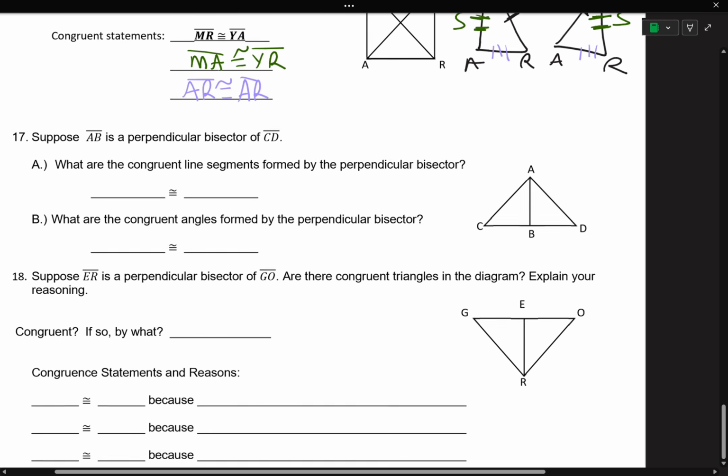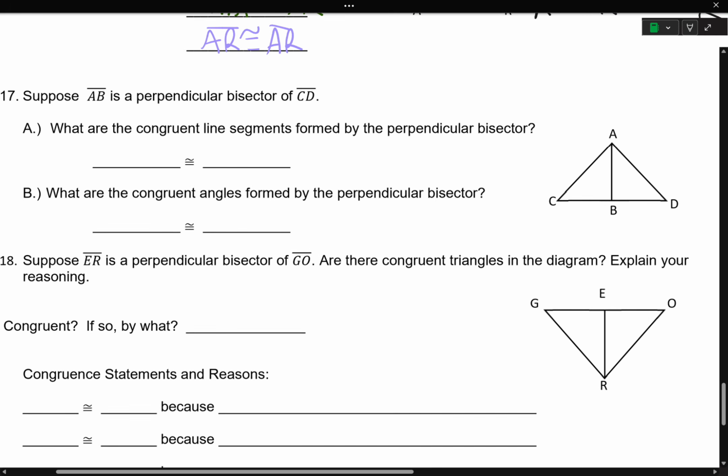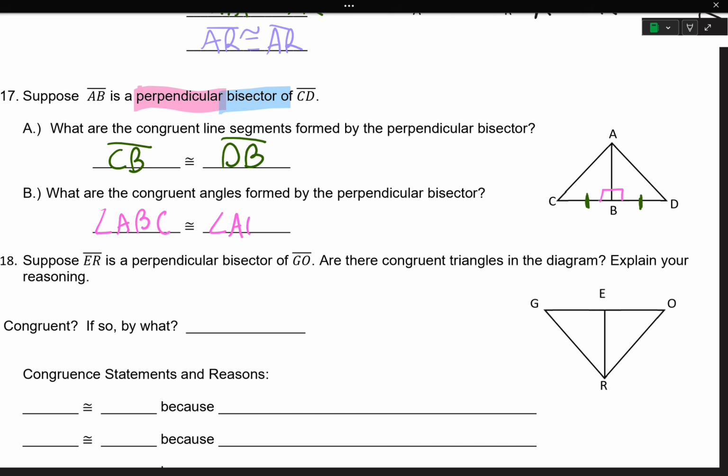Number 17. Suppose AB is a perpendicular bisector of CD. Let's label the image. Perpendicular means where the lines meet, it creates a 90-degree angle. Well, we got two 90-degree angles. A bisector means we're cutting something in half, which means CD splits into two same measurements. The congruent line segments will create our CD and DB, and the angles we create are ABC and ABD.